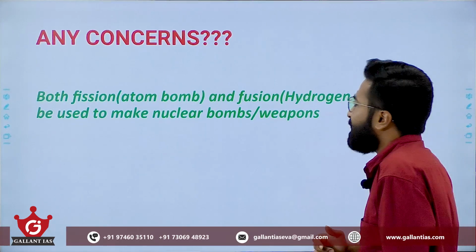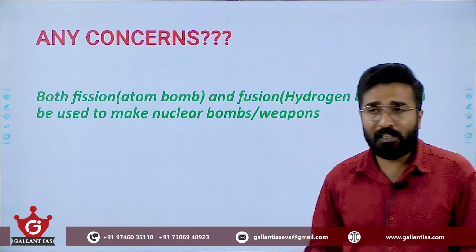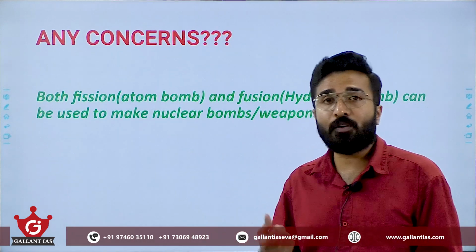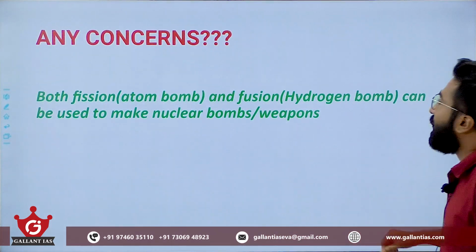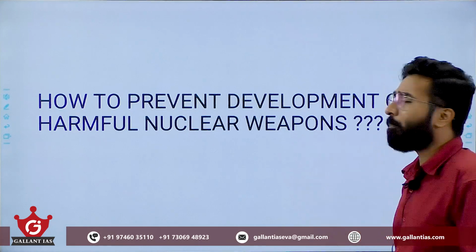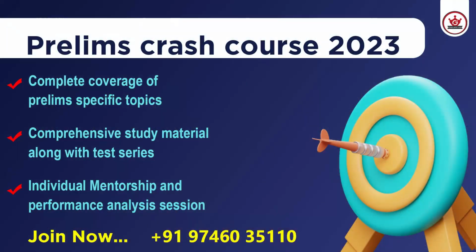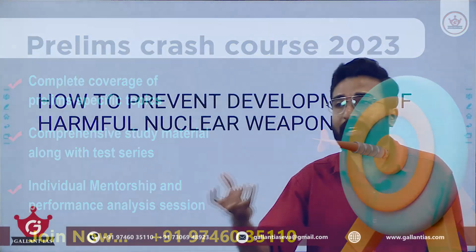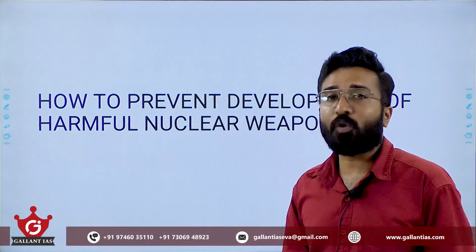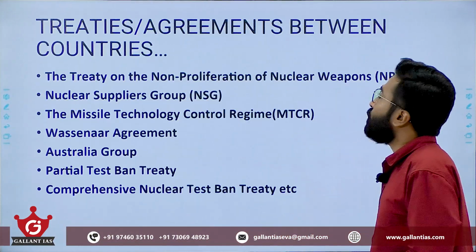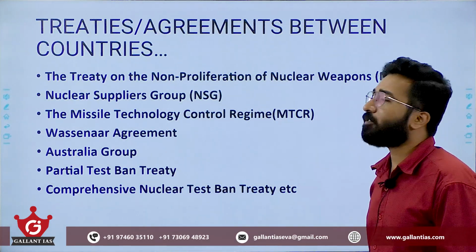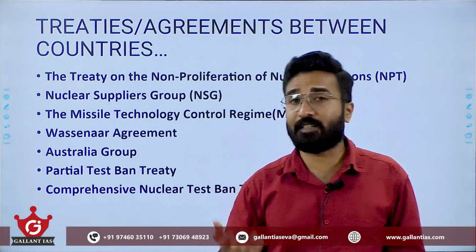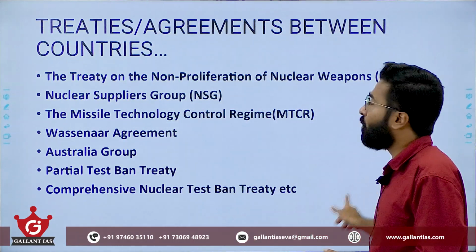Now, is there any concern associated with this technology? Definitely yes, because nuclear fission and nuclear fusion can be used to create nuclear bombs like atom bombs and hydrogen bombs. So what could be done to prevent this nuclear technology from being used for creating nuclear weapons? For that, we have to go for treaties and agreements. We have the NPT, Nuclear Suppliers Group, Australia Group, Wassenaar Group, etc. We will be discussing everything in our module course.